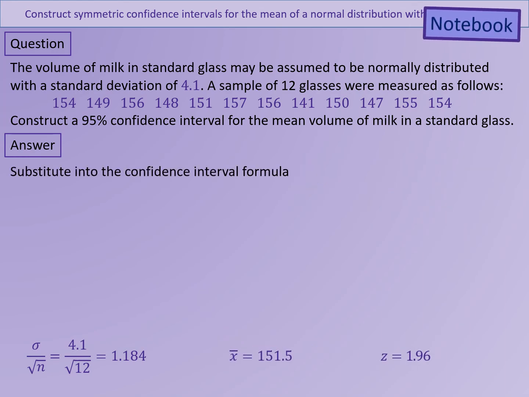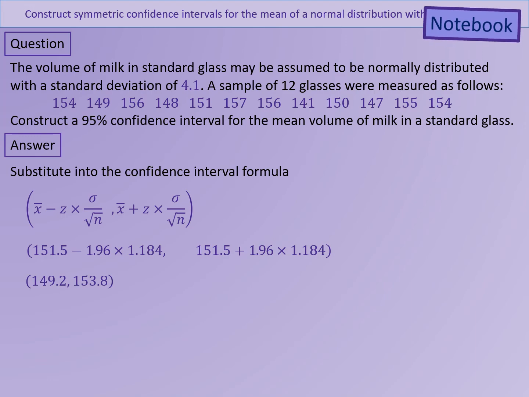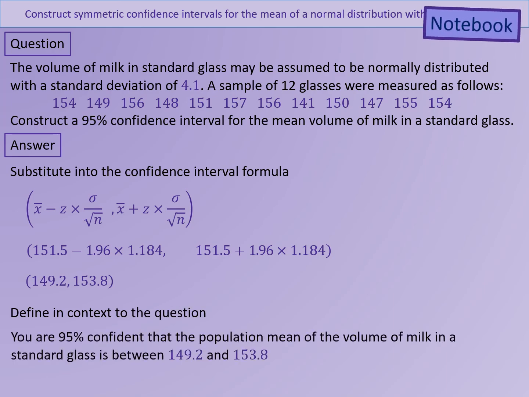We can now substitute the values we have into the confidence interval formula. This leads us to a confidence interval of 149.2, 153.8. So we can say with 95% confidence that the mean volume of milk in a standard glass lies between those two values. In the context of this question, we can write this statement.